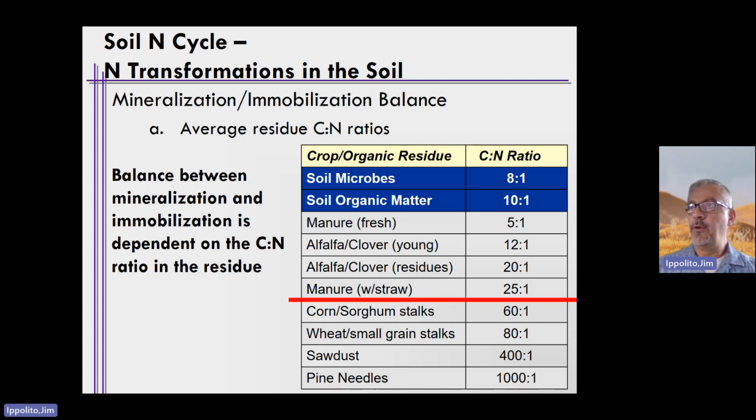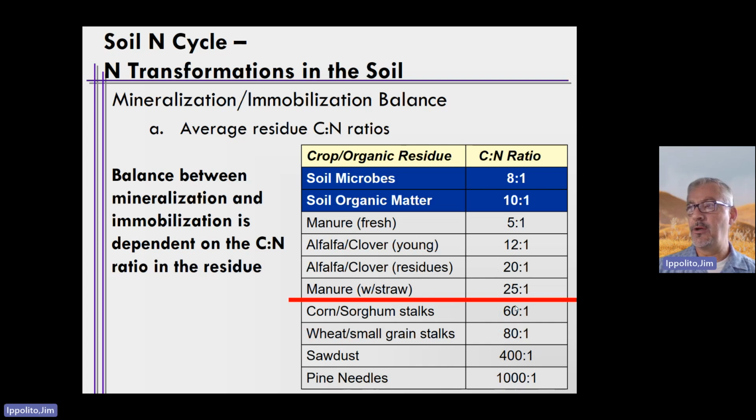So if you look at the carbon to nitrogen ratio in this column on the right, microorganisms have a C/N ratio of about 8 to 1. And organic matter, this is highly degraded organic material, 10 to 1. When you add materials like fresh manure, alfalfa clover mix, and manure with straw, these all have a C/N ratio relatively low. And then you have corn or sorghum stalks and wheat, small grain stalks, sawdust, pine needles, high carbon to nitrogen ratio materials.